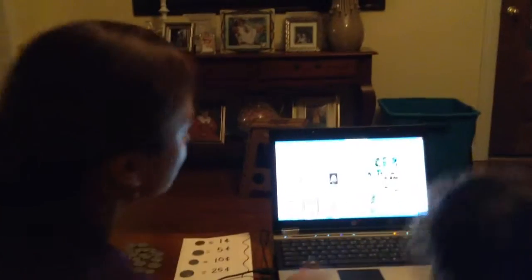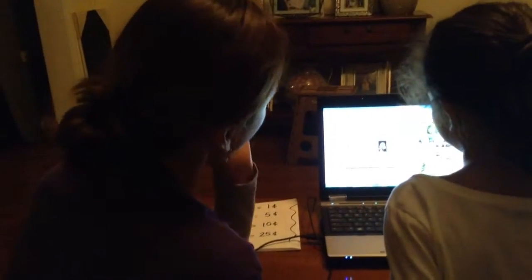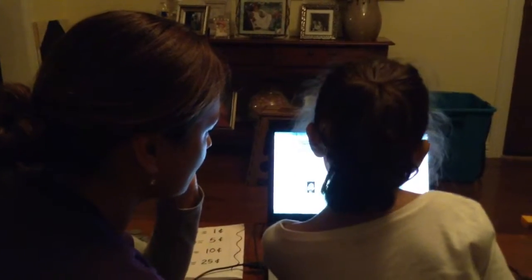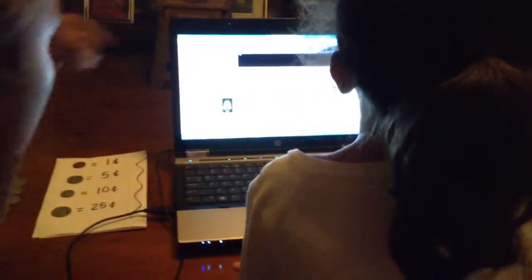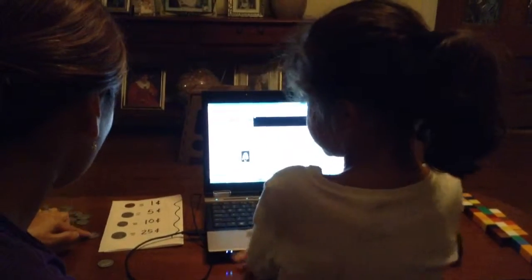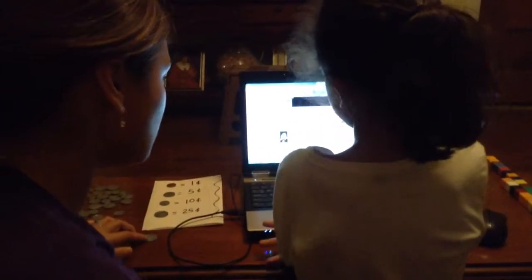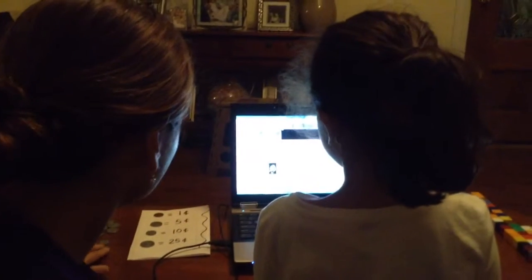Next. Okay. Which one would you want to buy? Ice cream. Ah, 50. Oh, that's a lot. 50 cents. We said that a quarter is worth 25 cents. This one's a little tricky, so I can help you. Remember, we said 1 quarter is 25, and another 25 would be 50 cents. 2 quarters equals 50 cents.